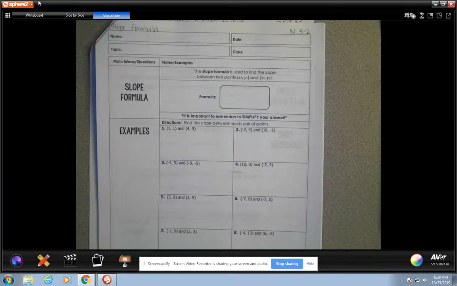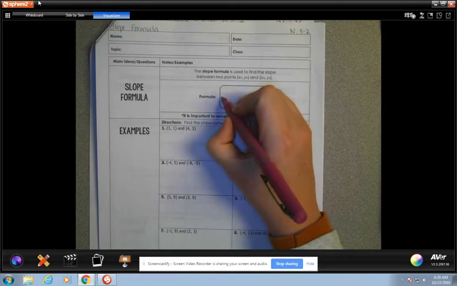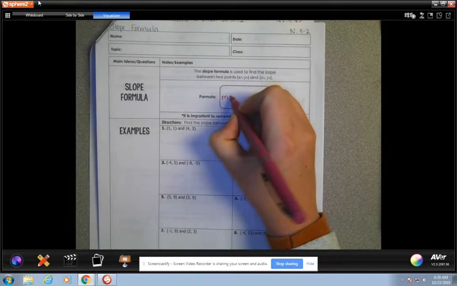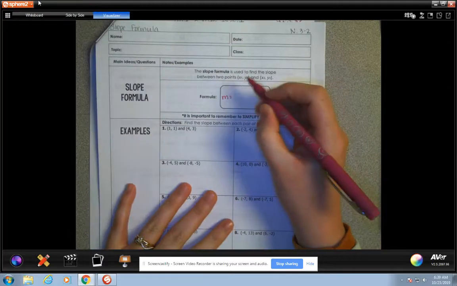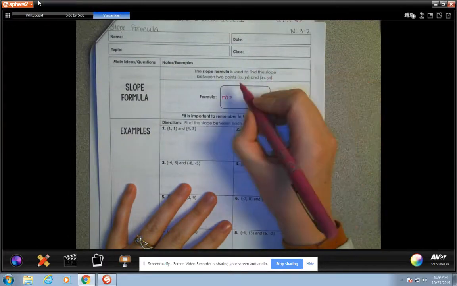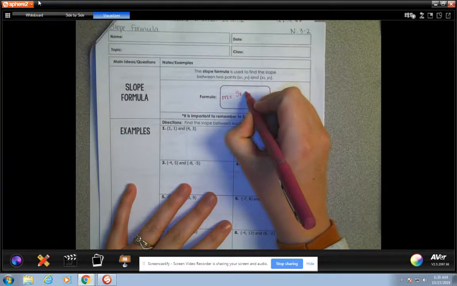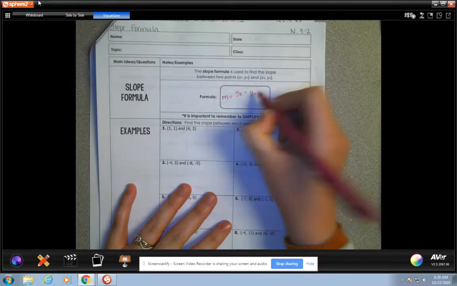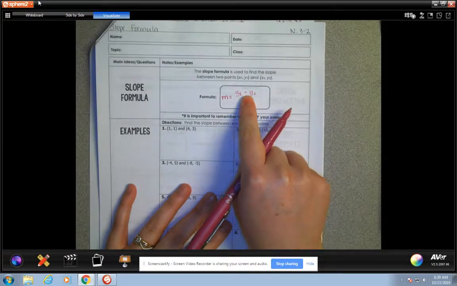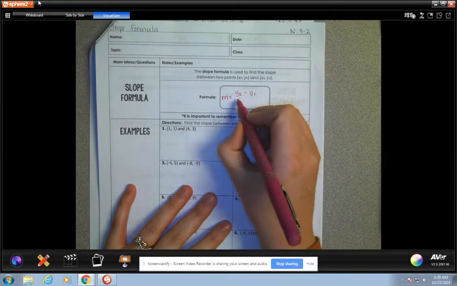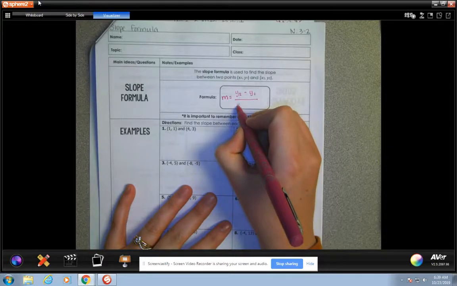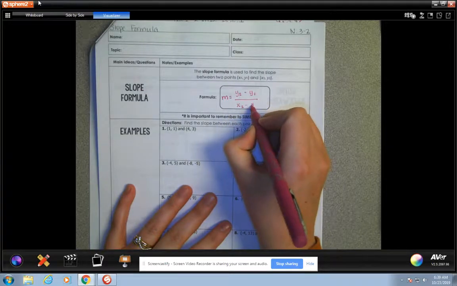Okay, so the first thing we need to start with is the letter that we use for slope. And the letter that we use for slope is M. So we use the letter M. So M equals, and then we'll take these in the formula for slope. This is what you're going to use. You use y2 minus y1. This is really like y sub 2 minus y sub 1 over x2 minus x sub 1.